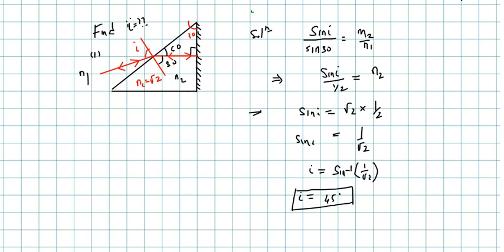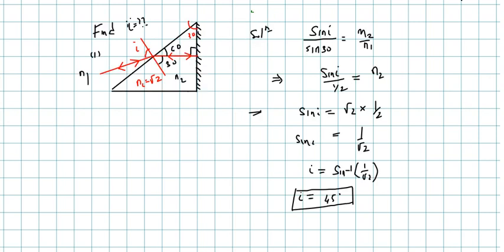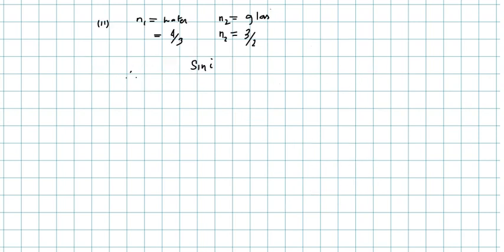Now for case 2, let's say n1 is water and n2 is glass. So that means the absolute refractive index of water is 4 by 3 and n2 will be 3 by 2, let's say. Then how will you solve this? Everything remains the same. So in sin I by sin 30, now I have to find out the relative refractive index.